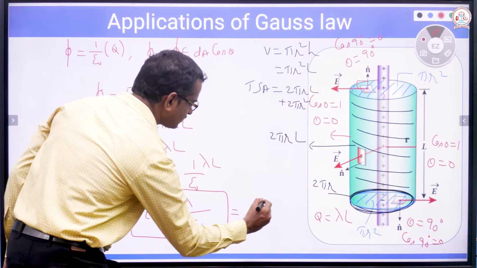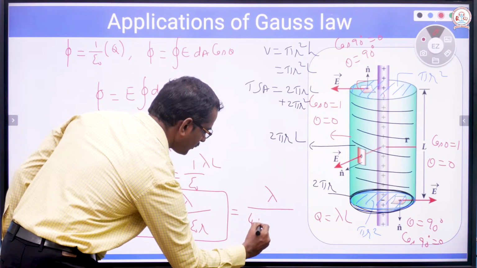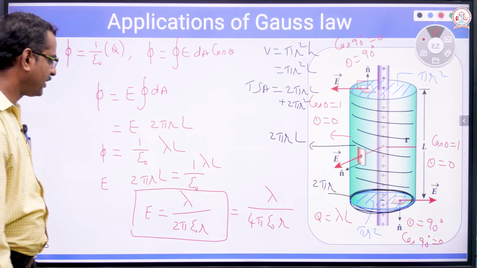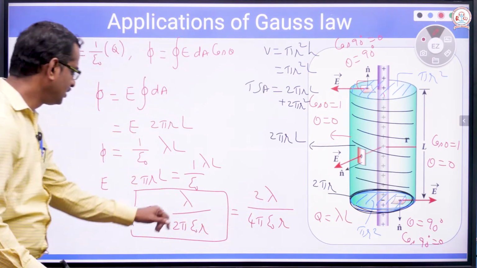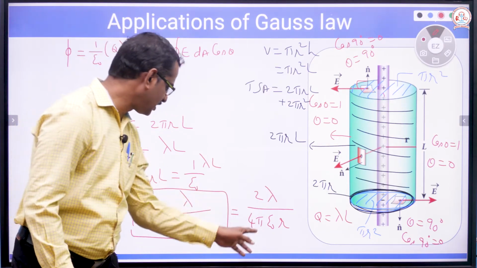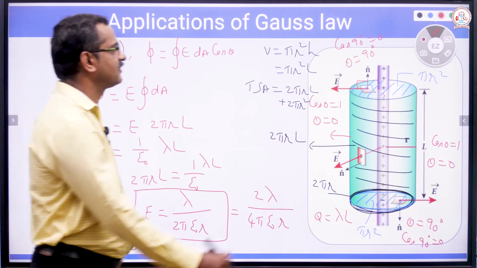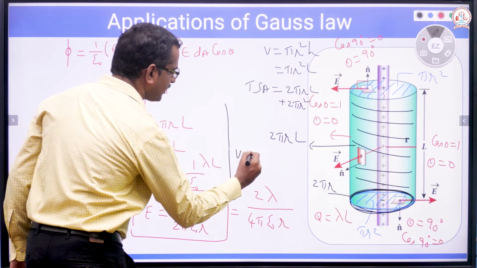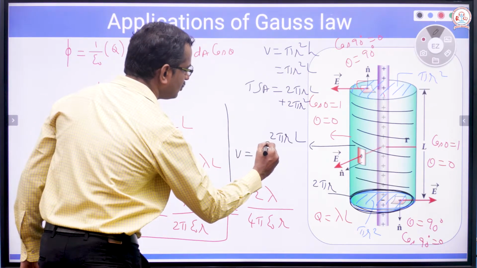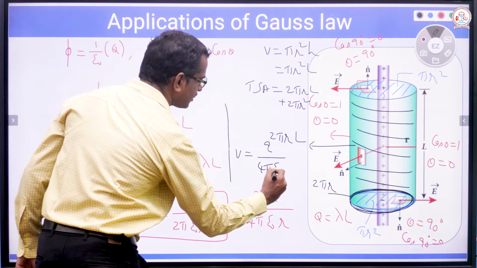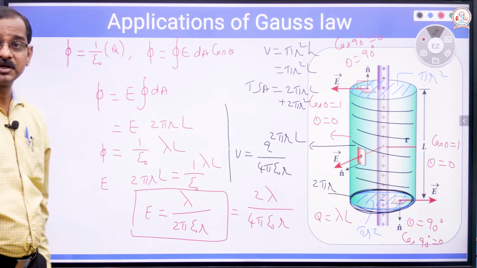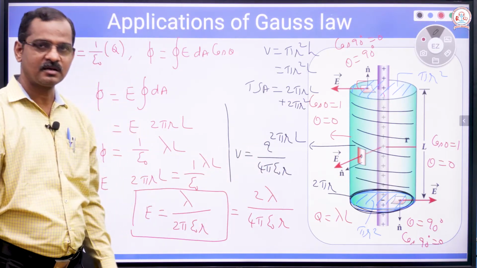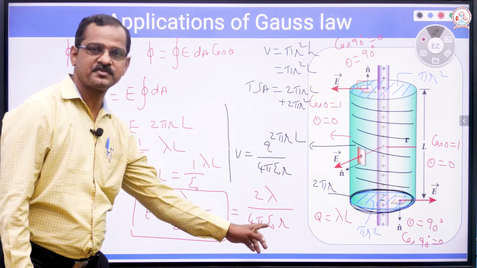Can also be written as lambda divided by 4 pi epsilon naught r. Then with this equation, you just multiply and divide. Then it can be written as 2 lambda divided by 4 pi epsilon naught r. Whereas electric potential at a point due to a point charge V is equal to Q divided by 4 pi epsilon naught r, whereas in this case 2 lambda by 4 pi epsilon naught r, we can just compare.